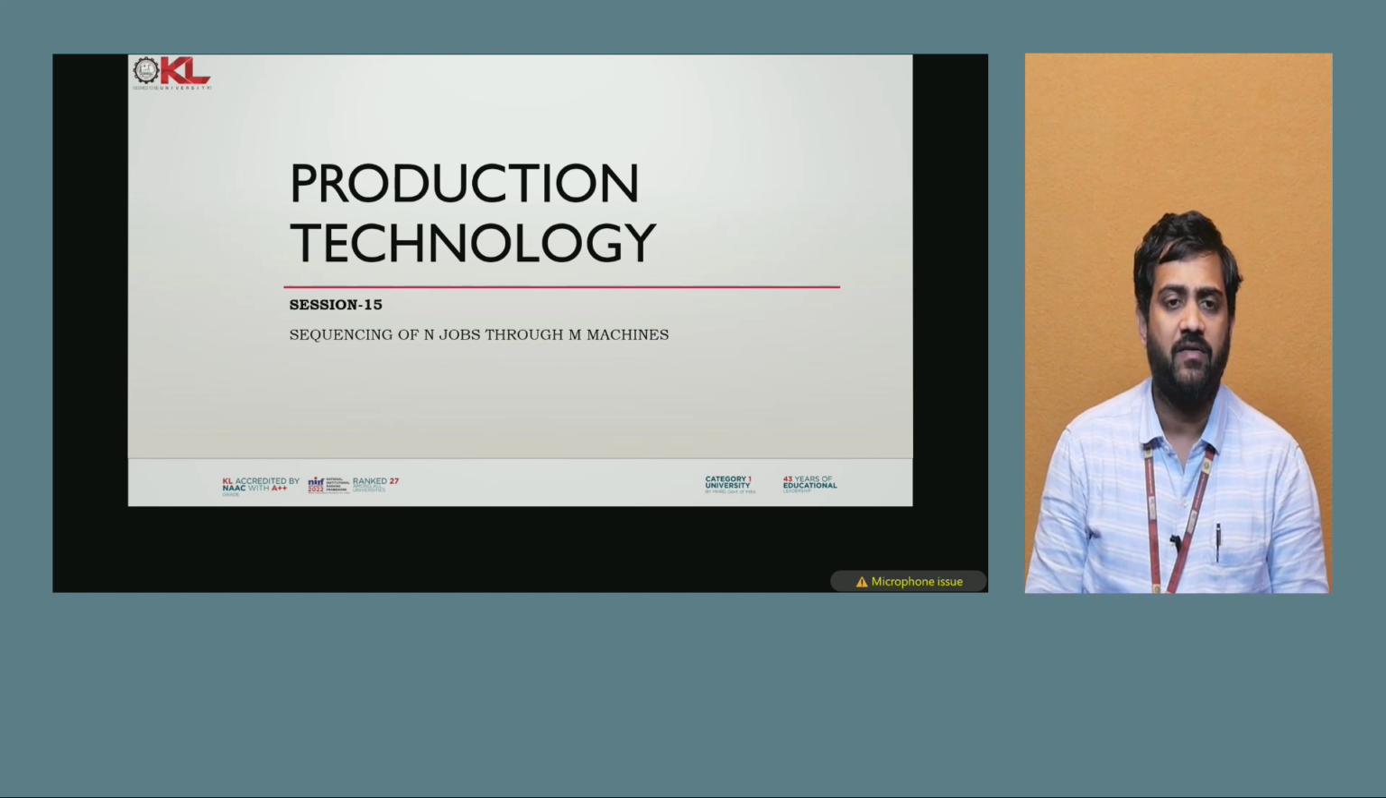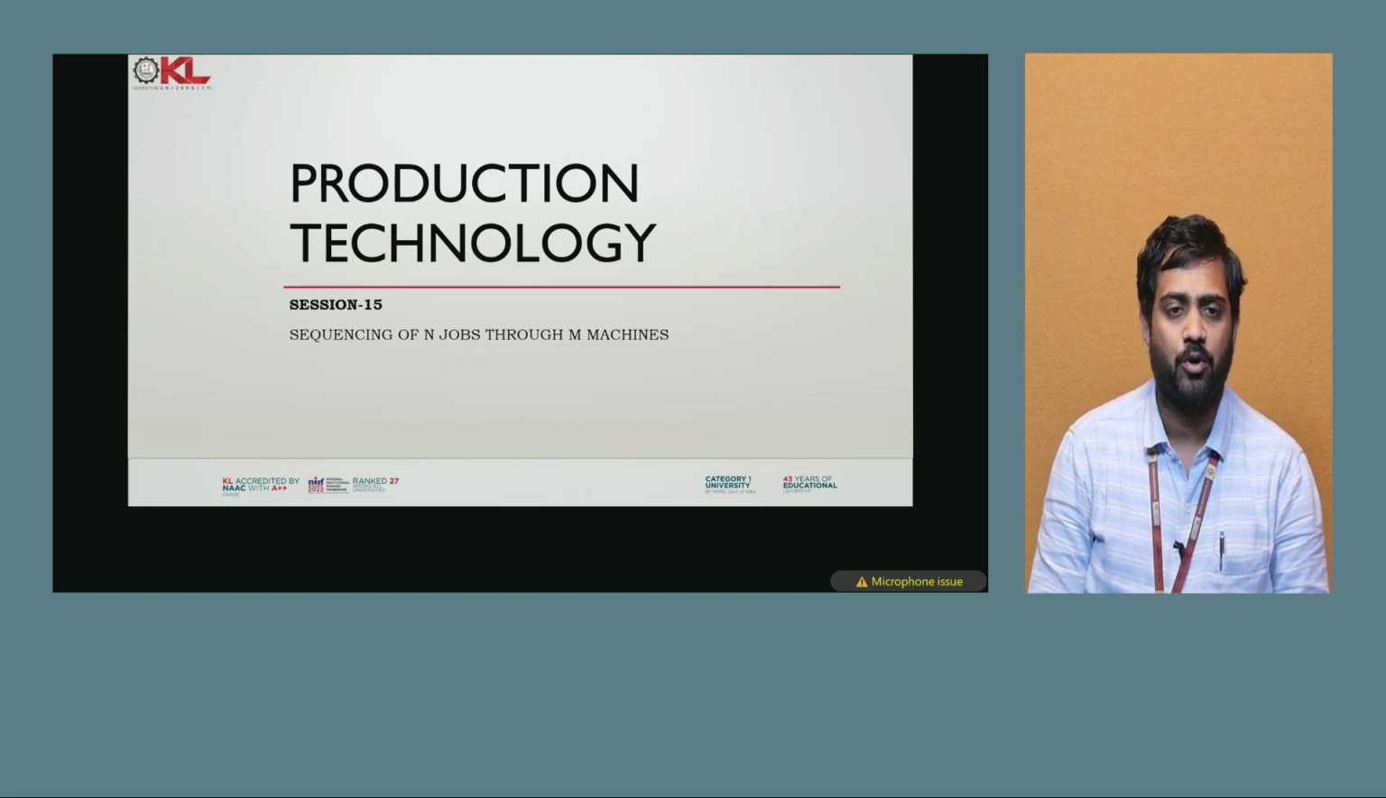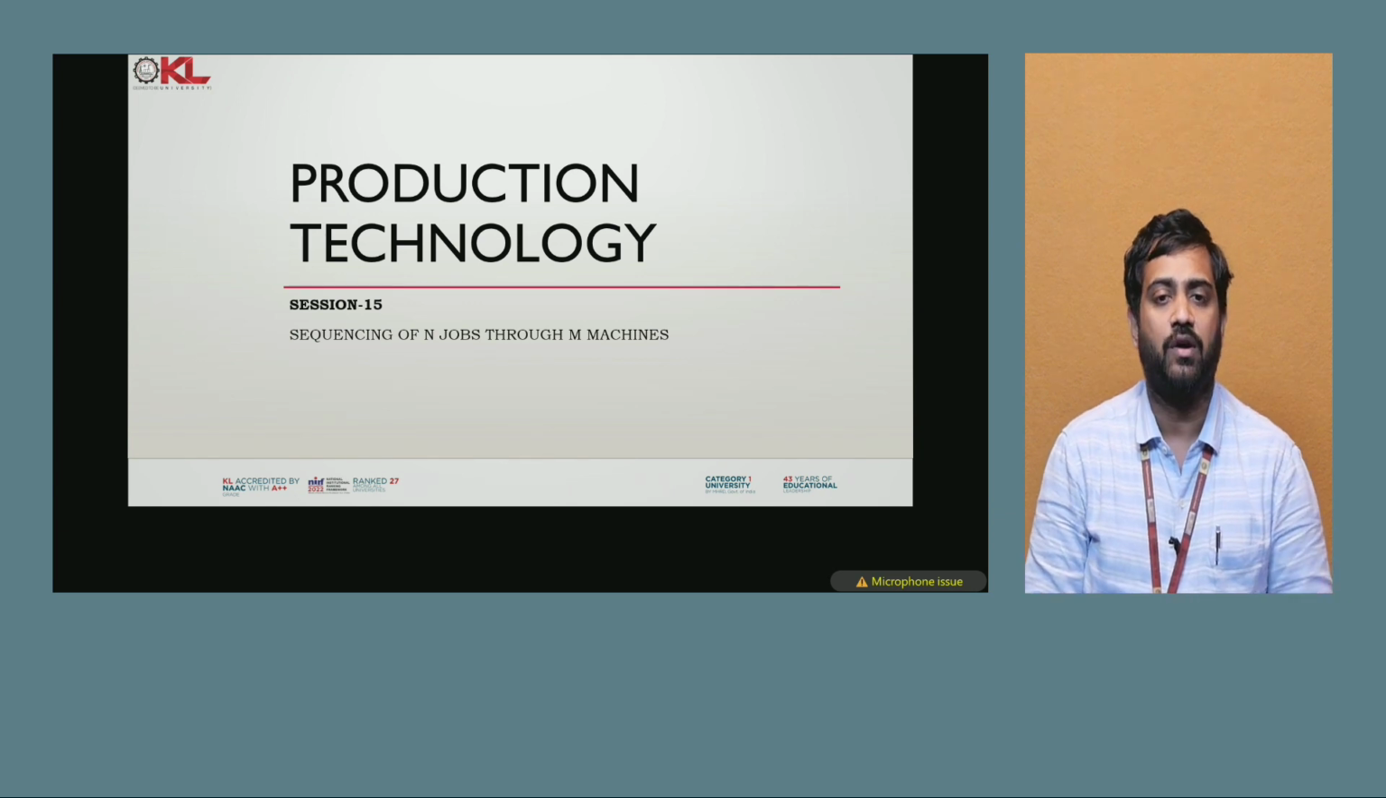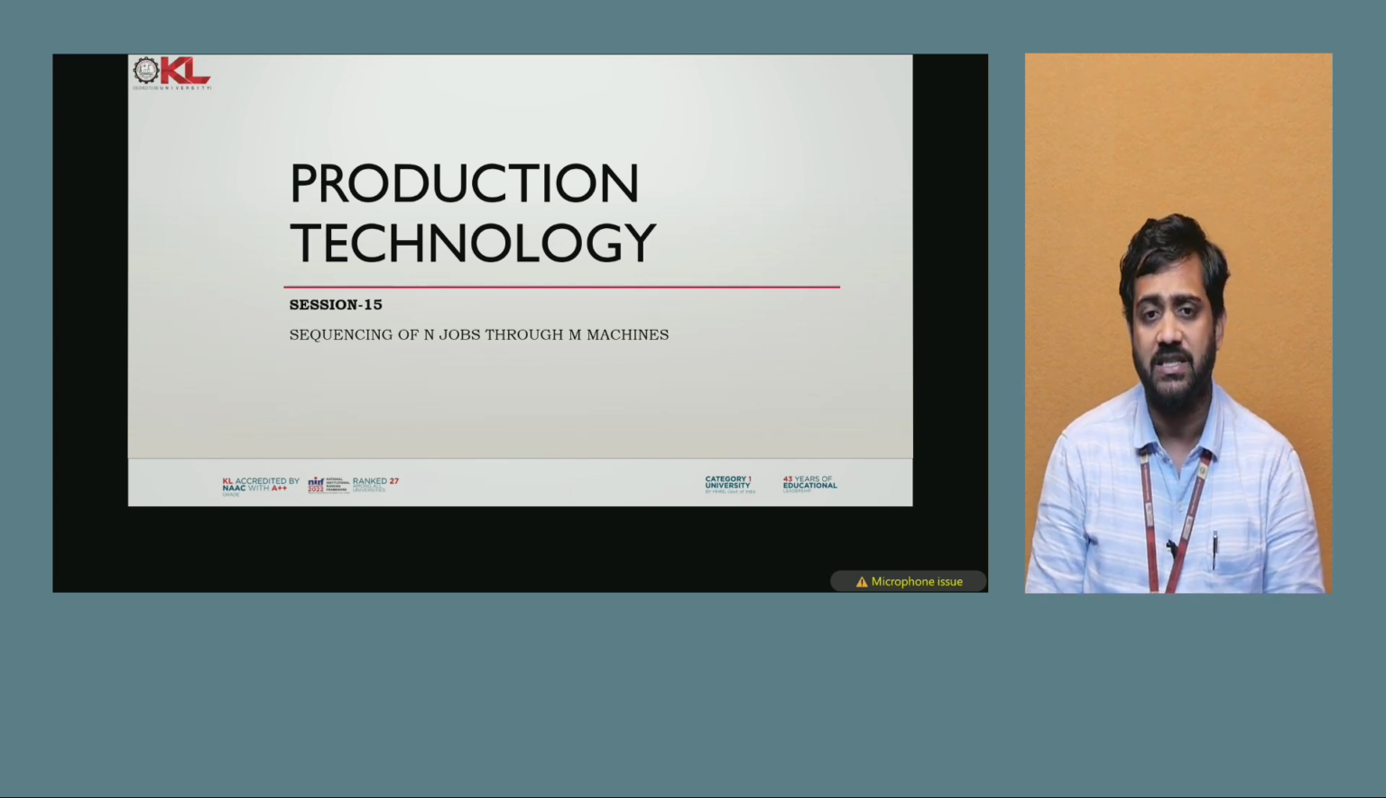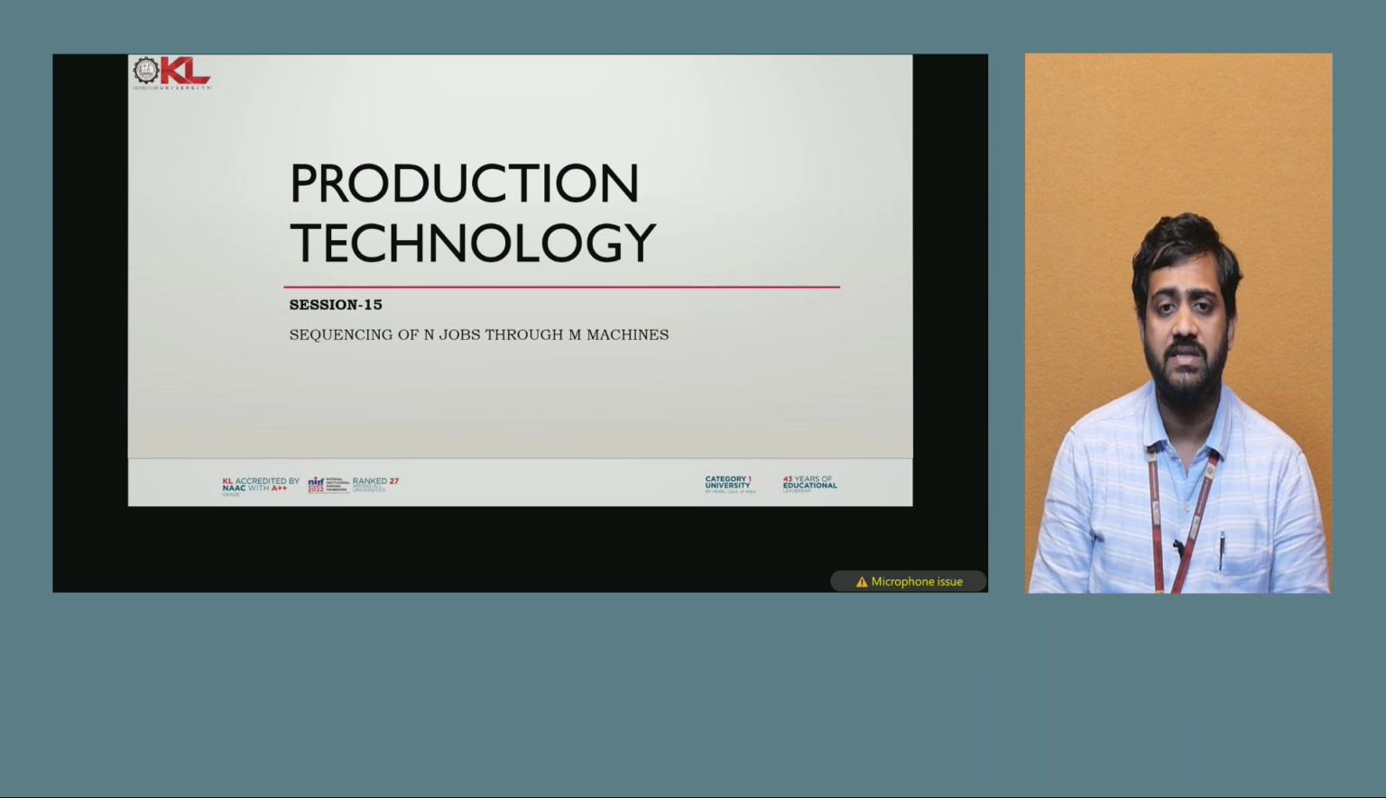In continuation to the previous session, in this session I am going to discuss how to sequence n number of jobs through m number of machines. Earlier we discussed how to sequence n number of jobs in 2 machines and 3 machines. Now we'll see how to sequence n number of jobs through m number of machines. There is no limit for machines now, that may be 4 or 5 or 6, more than 3.